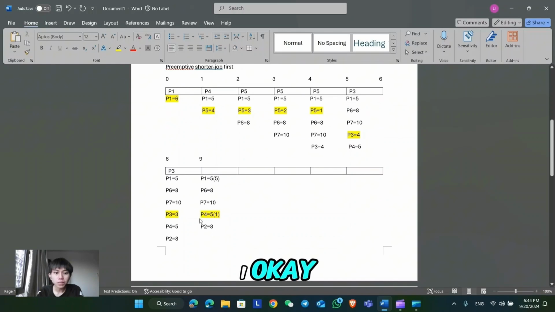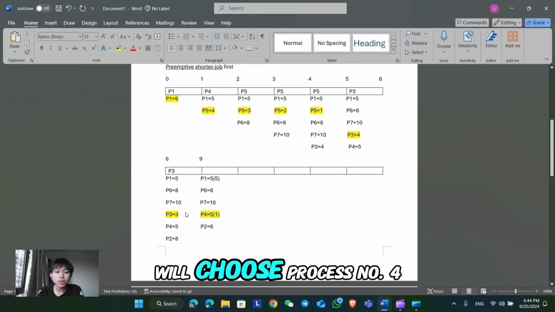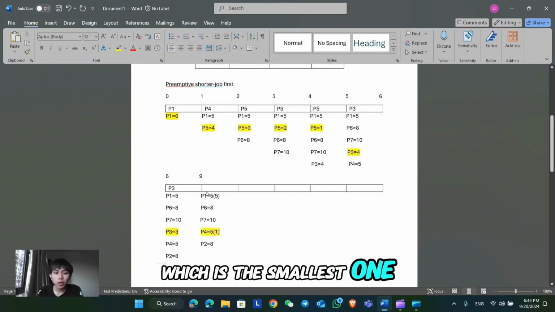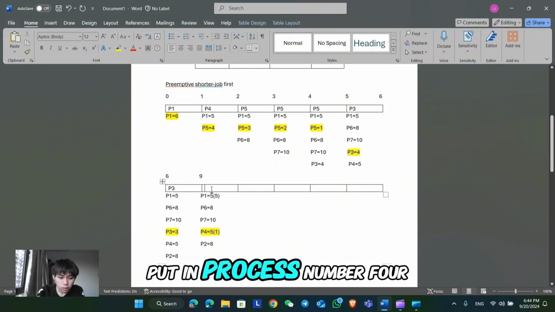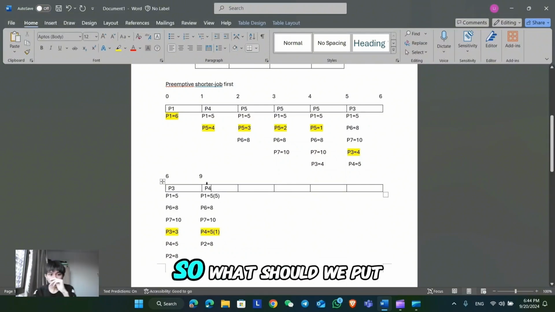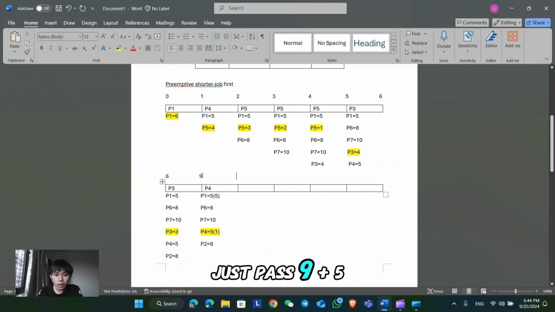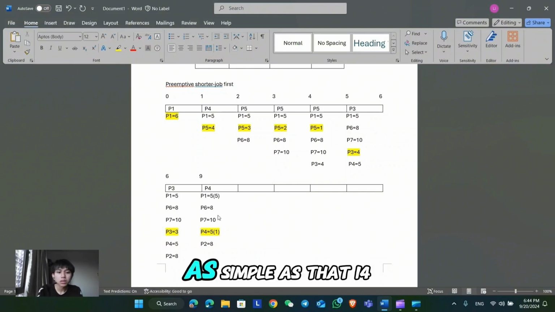So 3, 2, 1. We will choose process number 4 because 1 is smaller than 5. We look at the priorities 1 and 5 and choose the smallest one. So right here, we will put in process number 4. What should we put back here? It's the same thing. You just plus: 9 plus 5 equals to 14. As simple as that, 14.